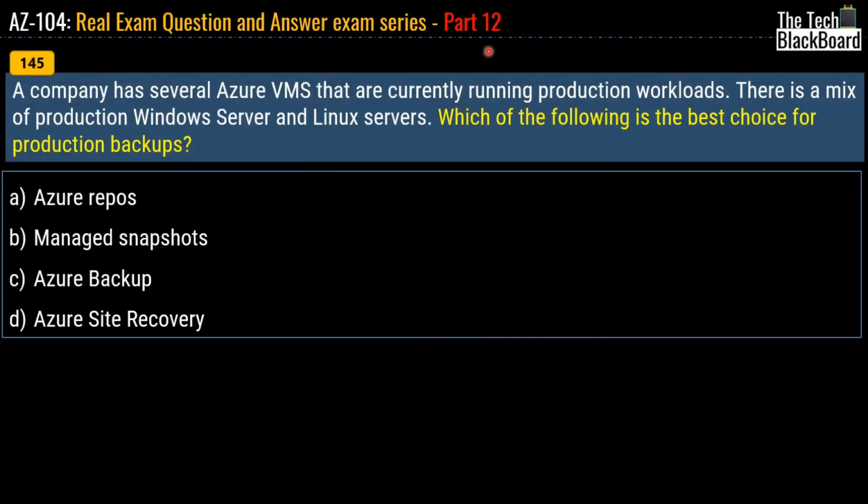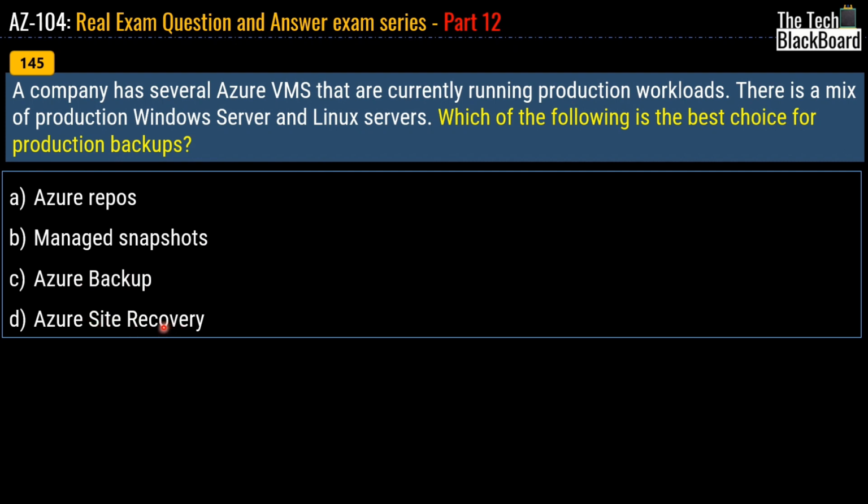And this brings us to question number 145, which is the last question of part 12 of our AZ-104 real exam question and answer series. So let's read the question. A company has several Azure VMs that are currently running production workloads. There is a mix of production Windows servers and Linux servers. Which of the following is the best choice for production backups? Should it be Azure Repos, Managed Snapshots, Azure Backup, or Azure Site Recovery?